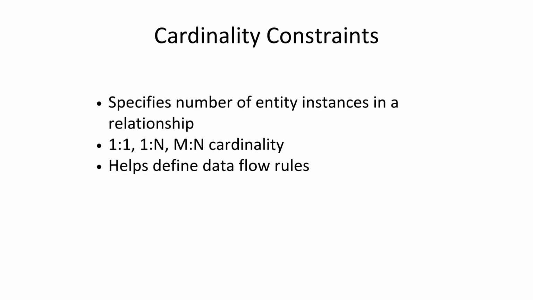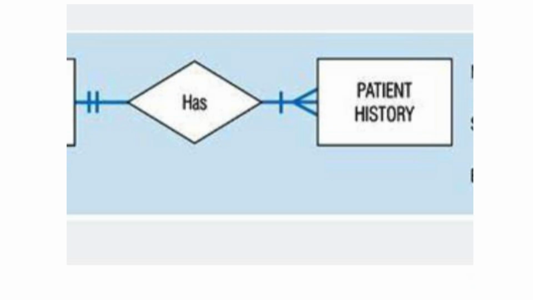Cardinality constraints. Cardinality defines how many instances of one entity relate to another. One to one: one instance only. One to N: one connects to many. Many to many. These constraints help enforce business logic and reduce redundancy.